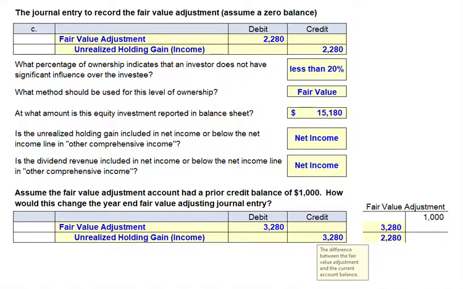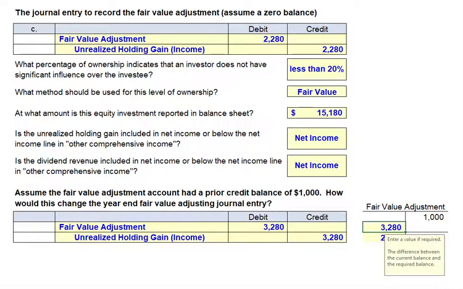These are similar adjustments to what we do with our allowance for doubtful accounts, or rather bad debt expense, when we use the allowance method. We compare the ending balance, what it needs to be, with what it currently is, and we make an adjustment for the difference.